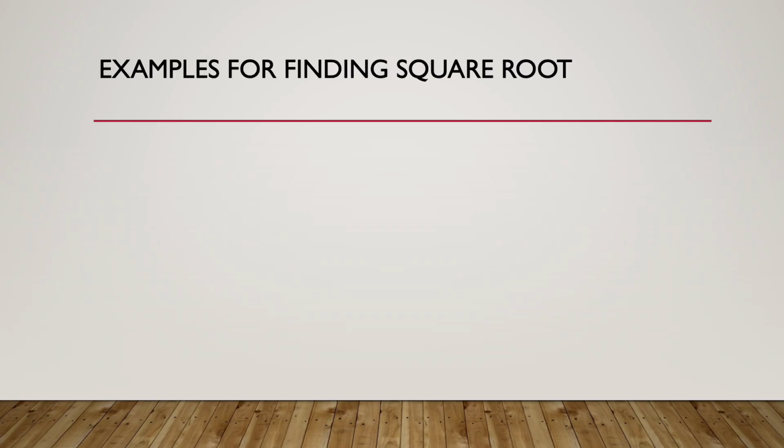Next one, example for finding the square root. Now they say find the value of this square root. So this square means, now we must think about which number multiplied by itself gives this 225.